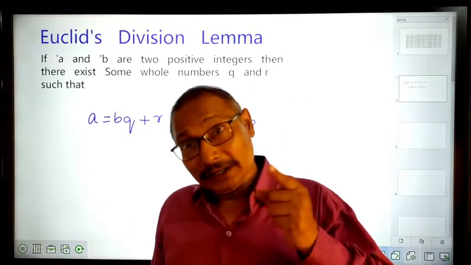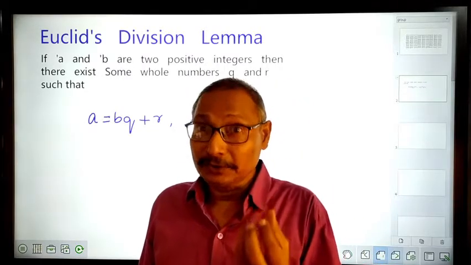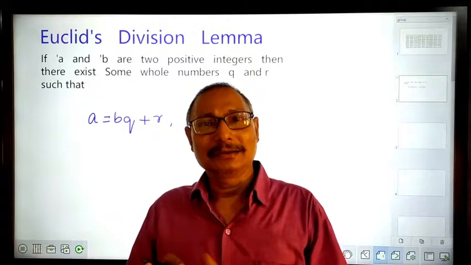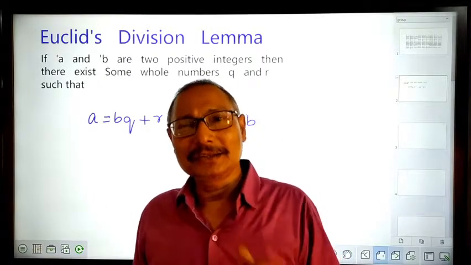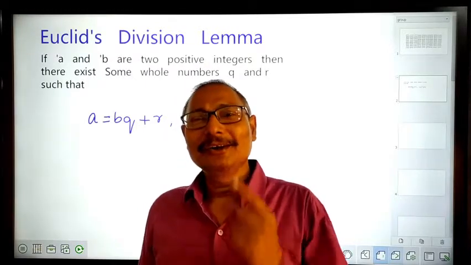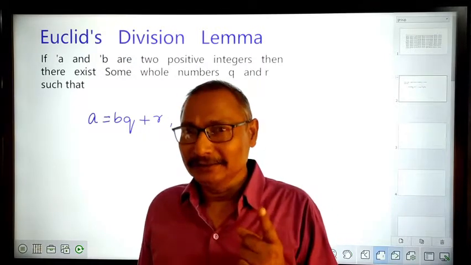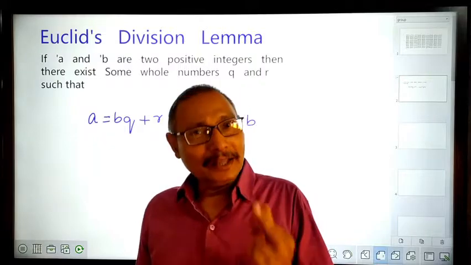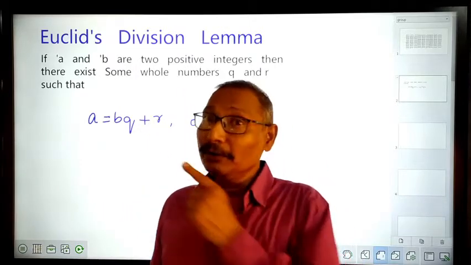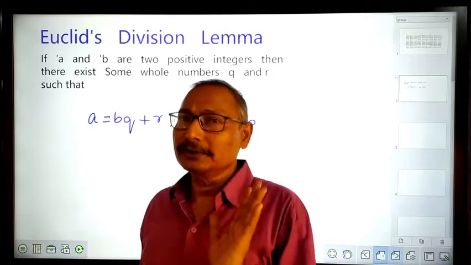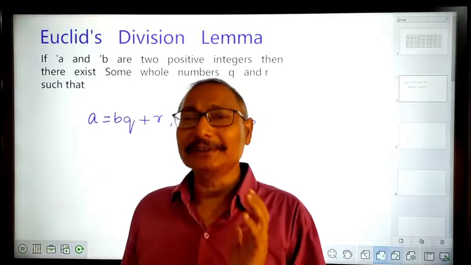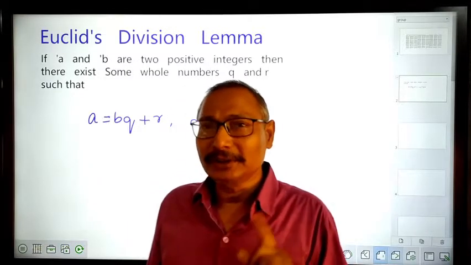What is the basic fact behind this lemma? It says that if we have two positive integers, then one of them can be divided by another. This is the basic fact behind this, and actually this is the definition of division in terms of multiplication. The first time, Euclid had given the definition of division in terms of multiplication.